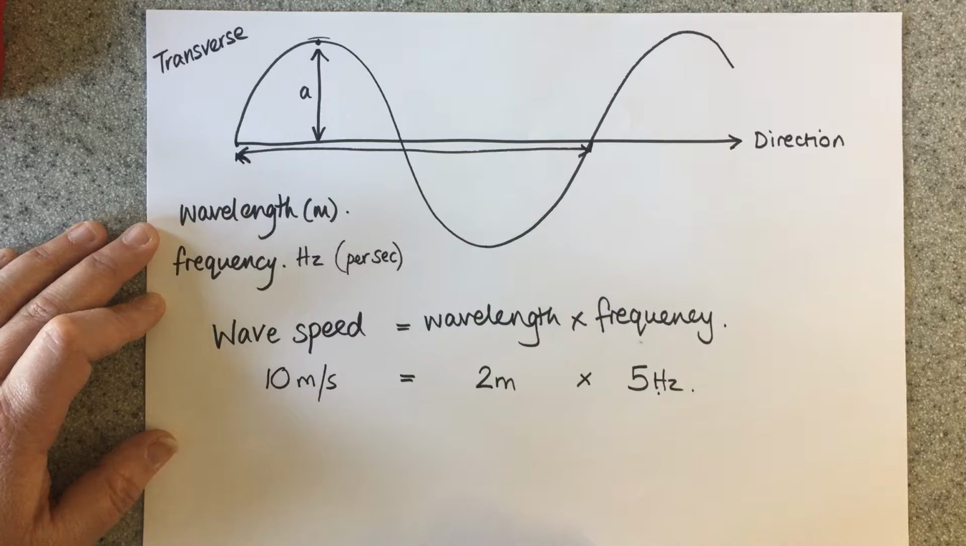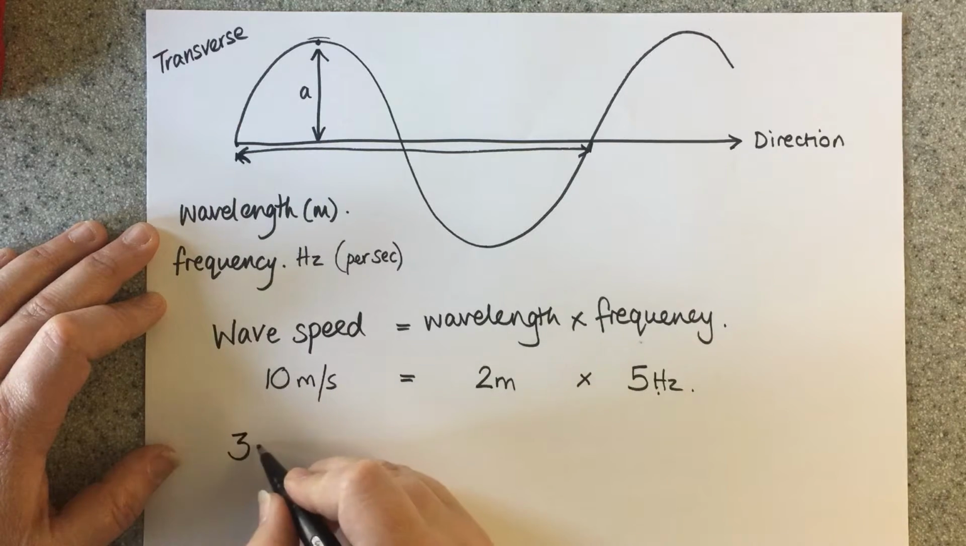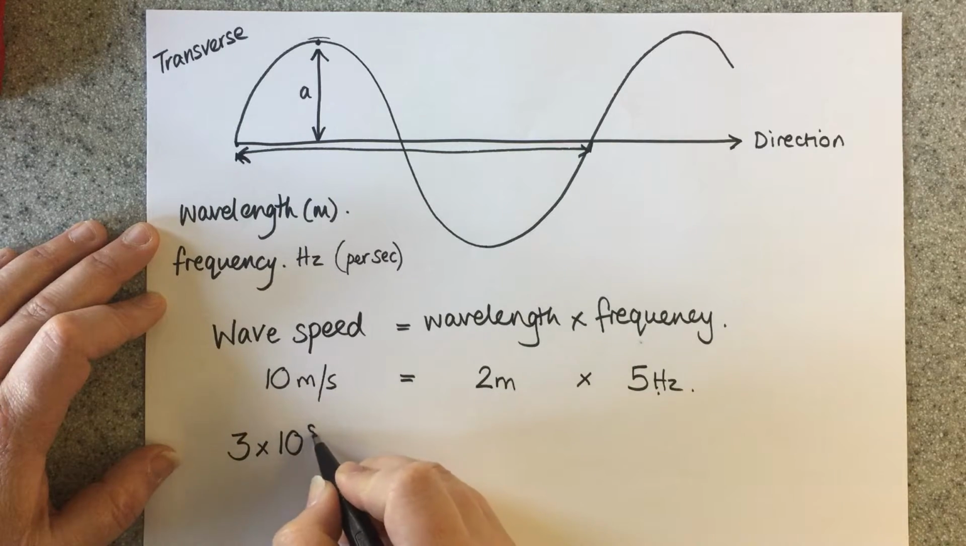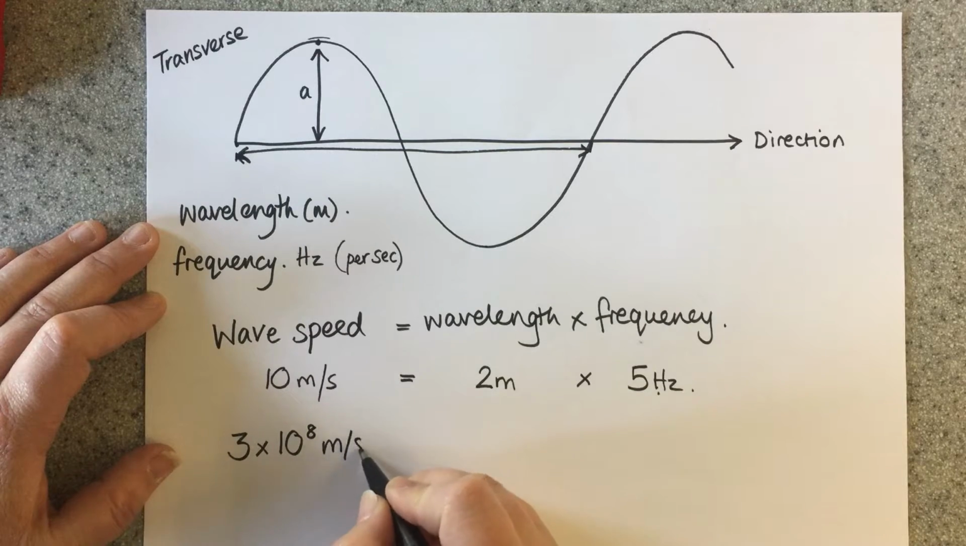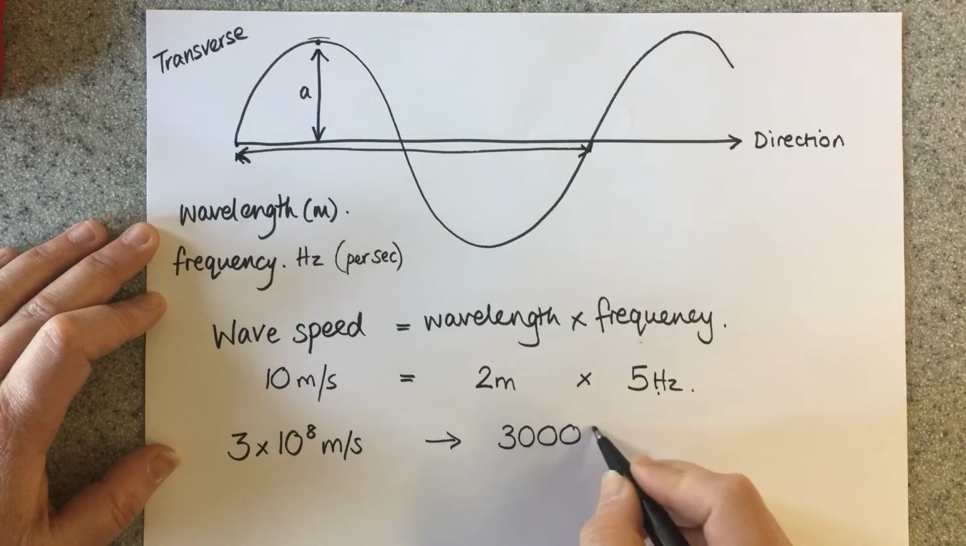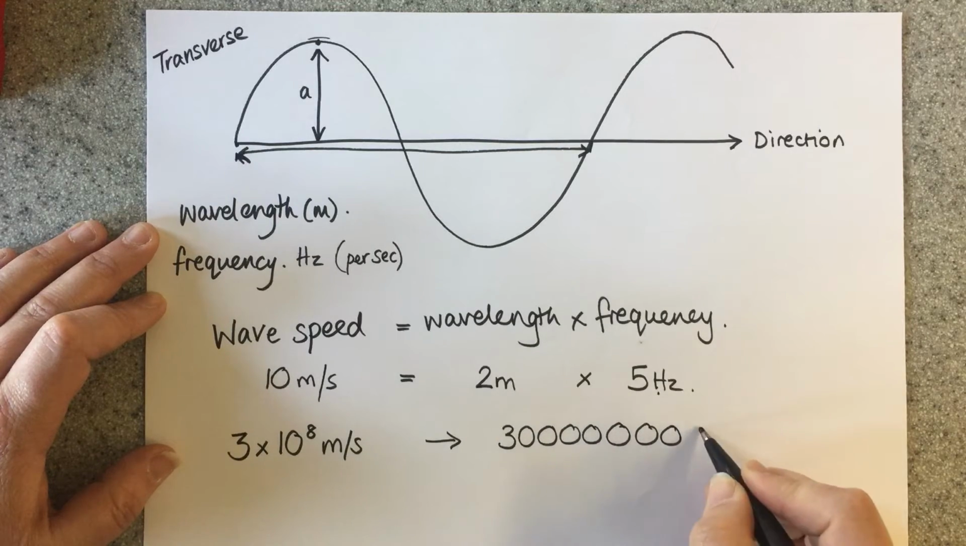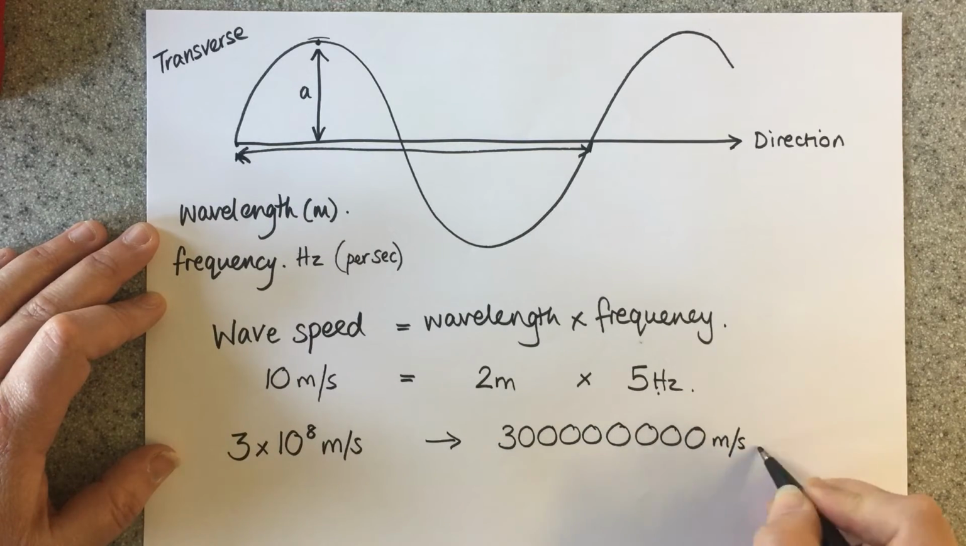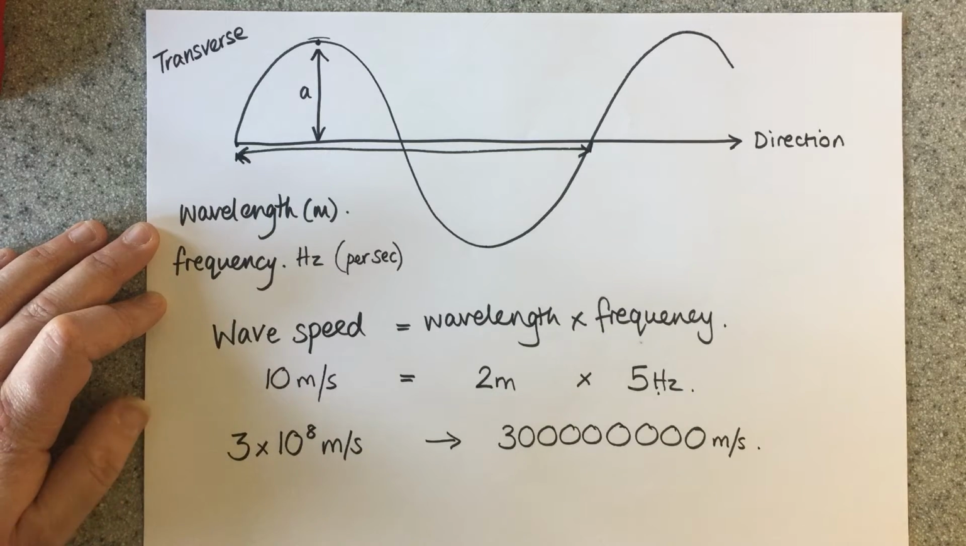When you're dealing with electromagnetic waves, which we will look at in another video, the wave speed of electromagnetic waves is always 3 times 10 to the 8 meters per second, and that is actually 3 with 1, 2, 3, 4, 5, 6, 7, 8 zeros. So that's the easiest way to think about that.